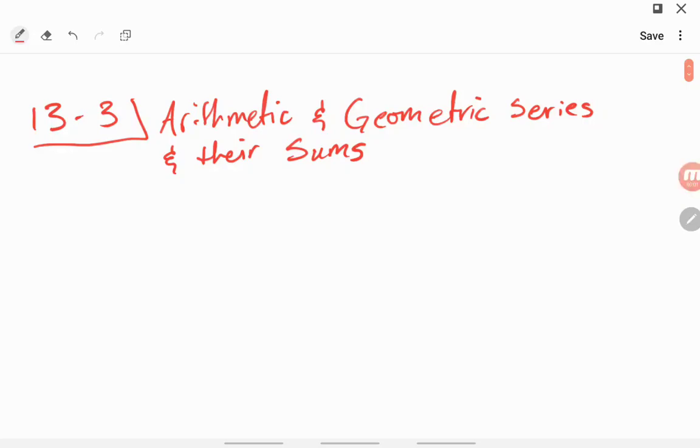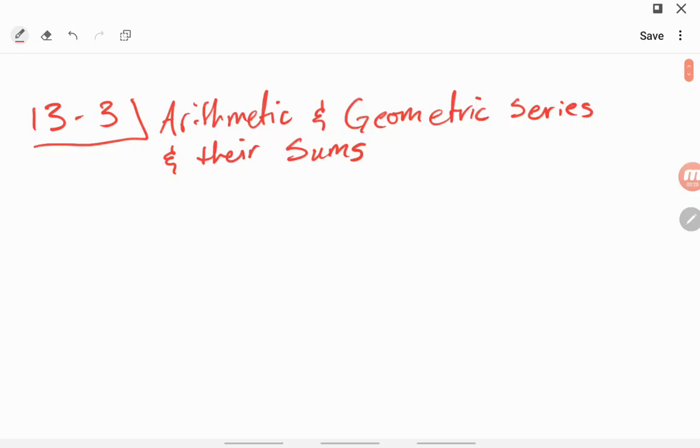We're looking at 13.3 right now. We're going to be talking about arithmetic and geometric series, as well as their sums. Previously we talked about sequences, and we're going to be talking a little bit more about series instead of sequences. In everyday conversation, sequence and series are kind of interchangeable.